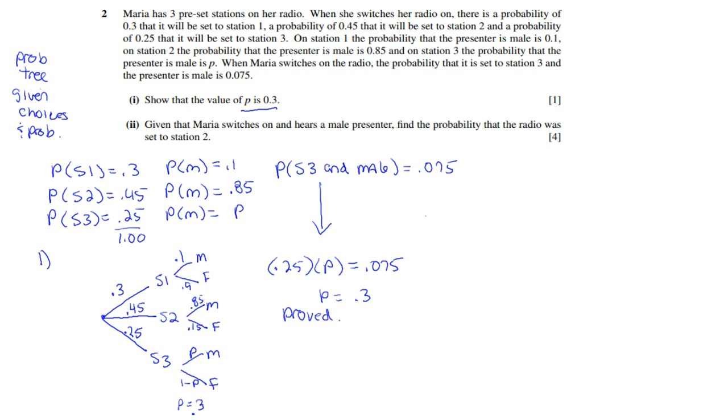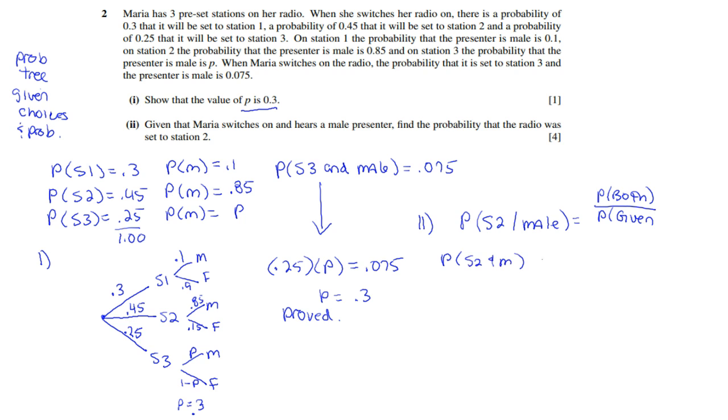All right, now, what can we do for part 2? Part 2 says, given Maria switches, again, we've got a conditional probability here: switches, probability the radio is on station 2. So what's the probability that it's on station 2 given that she hears a male? Now remember, when we've got conditional probability, we've got to find the probability of both things happening and divide it by the probability of the given thing happening. In this case, we've got to find the probability of it being station 2 and hearing a male.